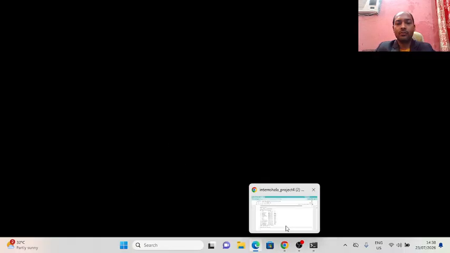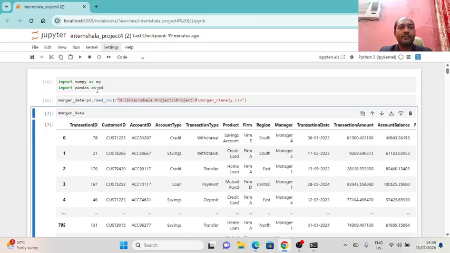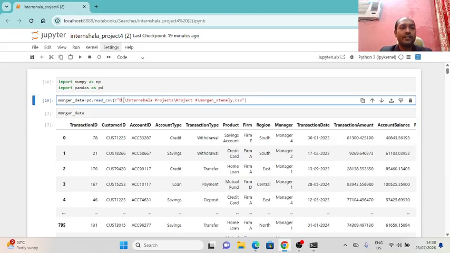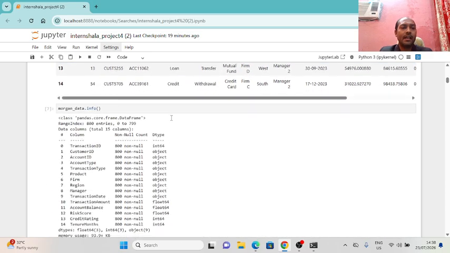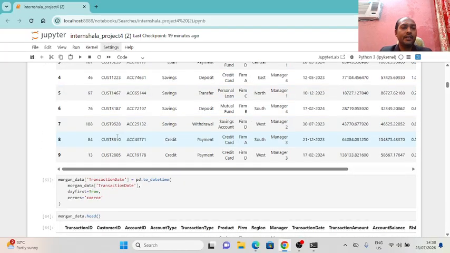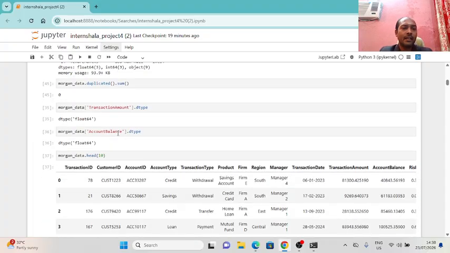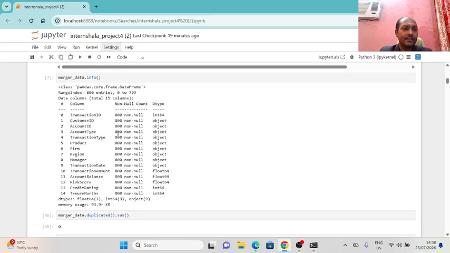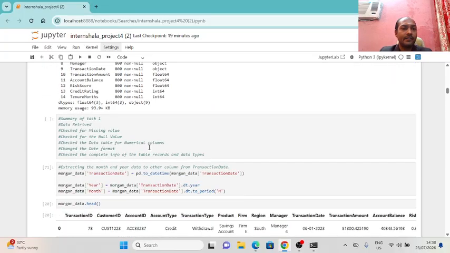So here through Python I have analyzed all the risk, and first of all I have imported the NumPy and Pandas libraries, and then imported our data which is kept in the D drive. I calculated all the information, and found that there are zero null values in this data, and there are a total of 800 rows, and no duplicates were found in the transaction type, account type, customer ID and transaction IDs.